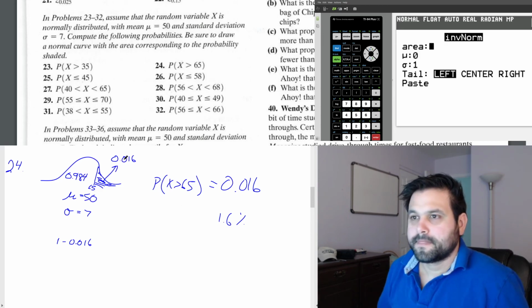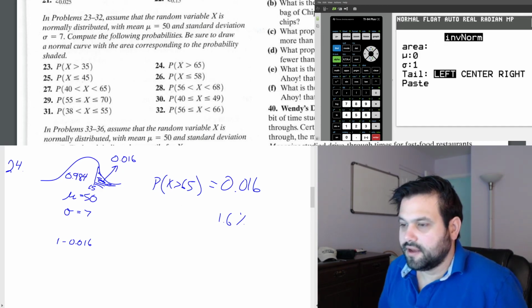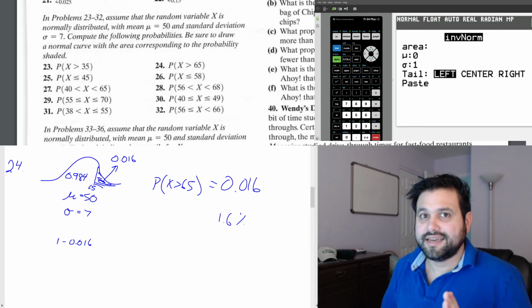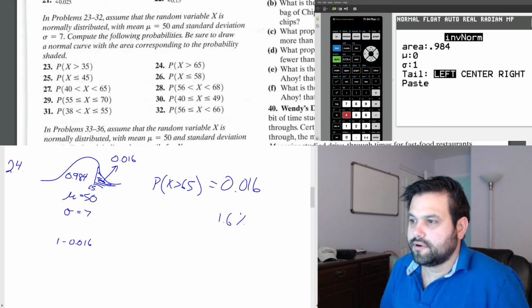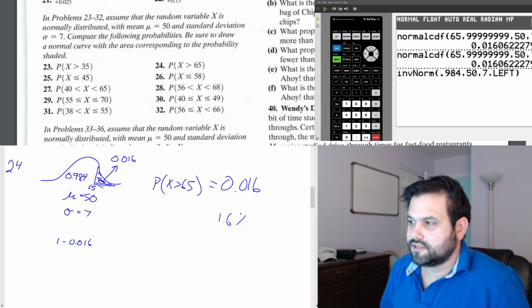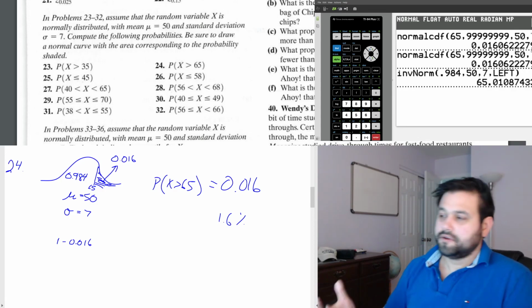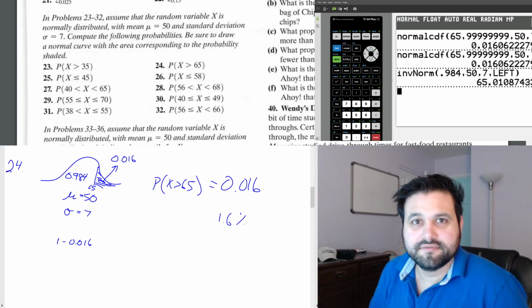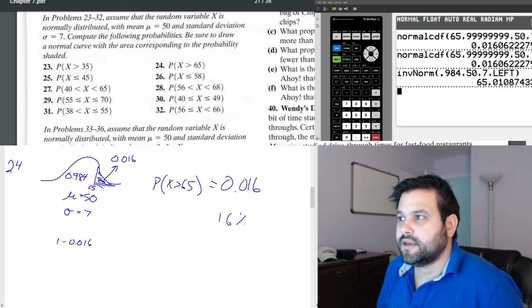Okay? So now we plug in the area, and we have to keep it as a decimal. We can't put in 98.4. We have to put 0.984, 50, 7, and we hit enter. And because we rounded that value, there's that approximate value of 65. Okay, so that shows both directions there.